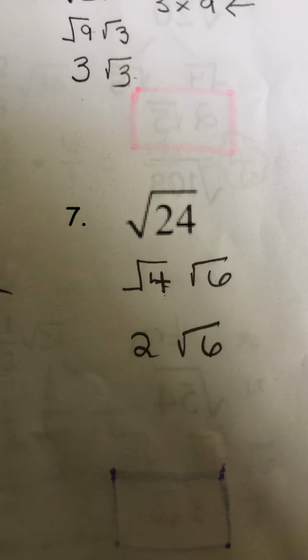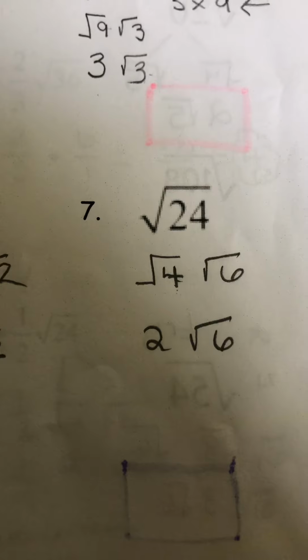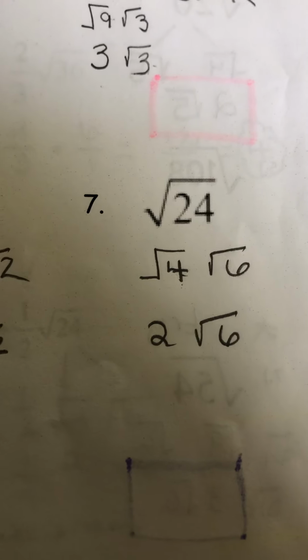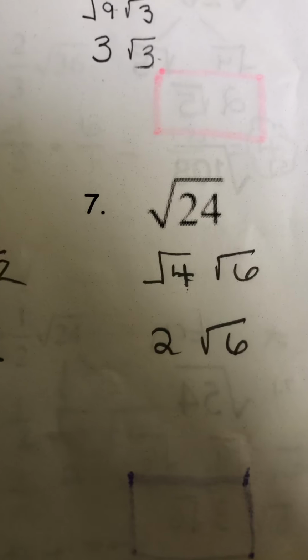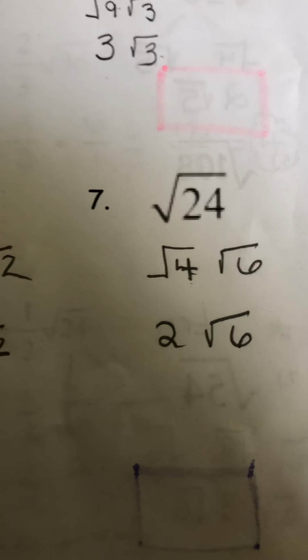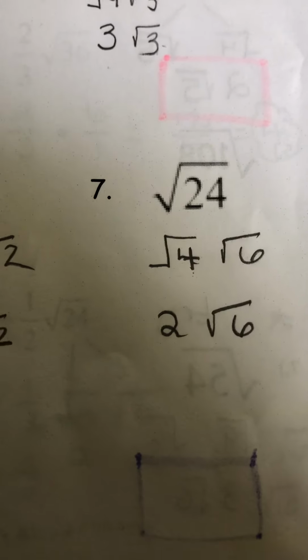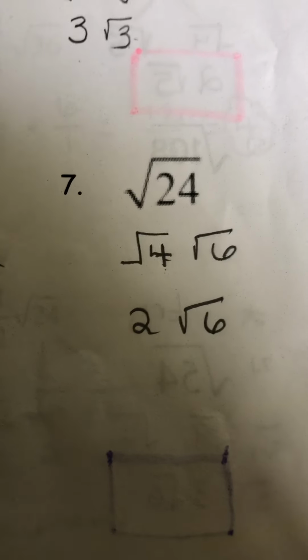Last example, the square root of 24. Now remember, you want the biggest perfect square. 4 is it. I know a lot of times people want to use 3 and 8, but neither 3 nor 8 is perfect. So you want to break down the square root of 4 as 2 square roots of 6.